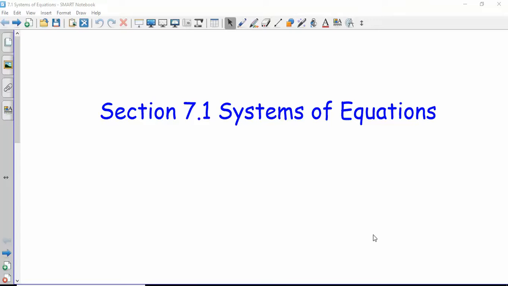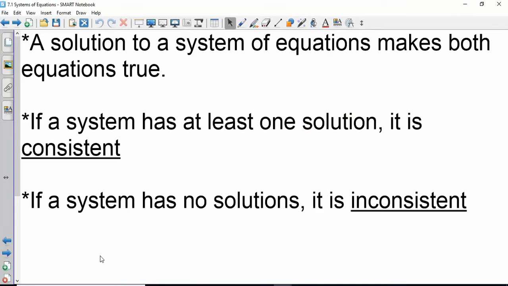So we're going to spend the rest of the week on this section. What we're going to talk about today is mostly stuff that you've done before. So, systems of linear equations. When I talk about that, just a few things to jot down, make sure you know what I'm referring to. When I ask for a solution, it makes both equations true.